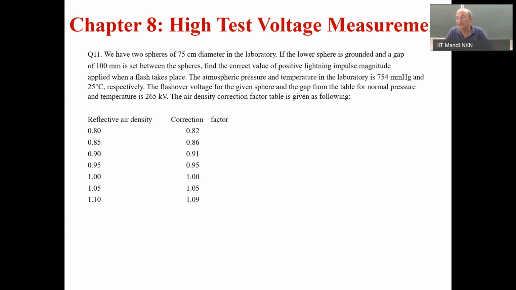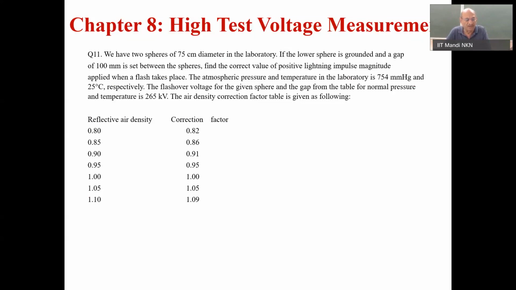So you have to work out the air density, actually, which determines the correction factor. So you have to work out the air density factor at a pressure and temperature other than the normal pressure and temperature. We have denoted the air density by delta. And as we can see here, one very important thing is that it is the effective air density.